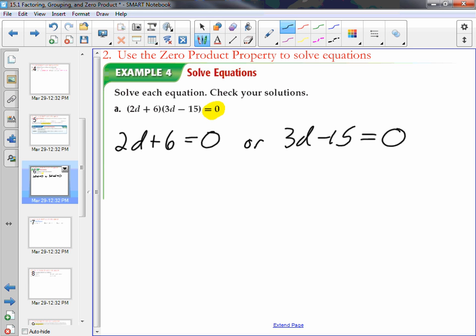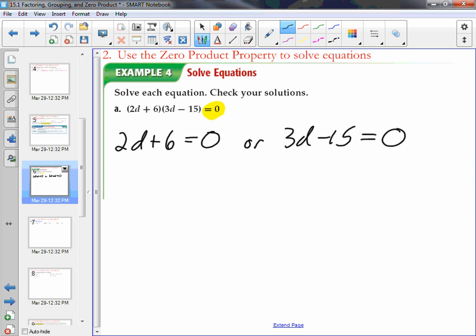Now, in math, the word or kind of means and/or. It doesn't mean exclusively it's either this one or this one. Now, d can't equal 2 different things at the same time. But d can equal 2 different things to make that equation equal 0. I mean, not at the same time. It can't be 12 and 14 at the same time. But if 12 makes it equal 0, that's a solution. If 14 makes the equation equal 0, then that's a solution. So we will expect to get more than one solution.